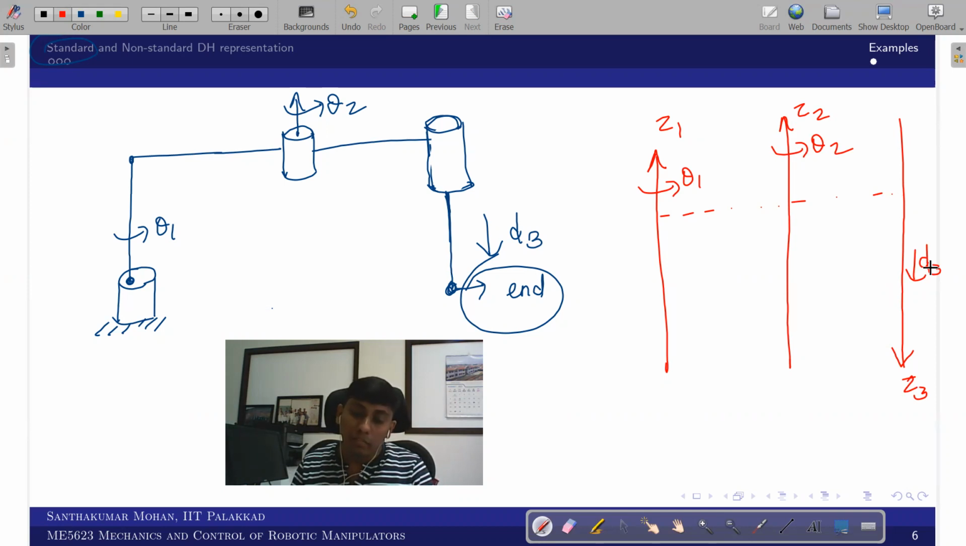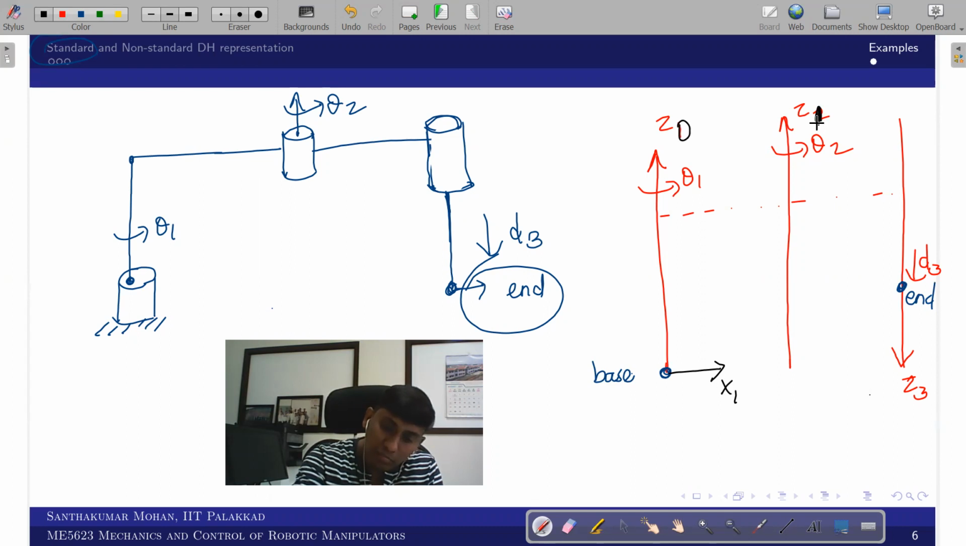So now we have to fix z1, z2, or you can say fix 1, 2, 3, all those things, right? I'm assuming that this is the base and this is the end. Now we can fix the x-axis. Since these two are parallel, I can write this as x0, because we are talking about the standard, right? So this is x0. Then x1 can come because it is parallel, so I can make x1.